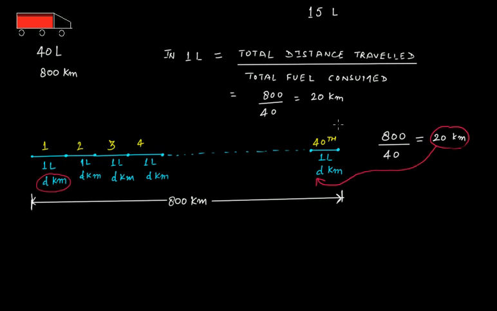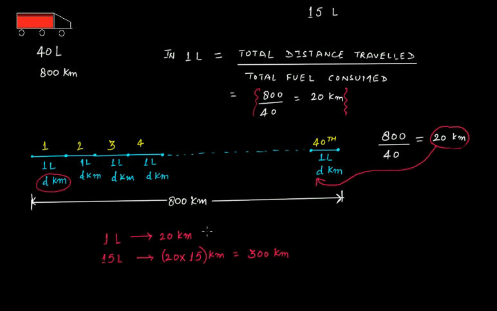So what we have done here is the same thing that I have shown you before. If in 1 liter we travel 20 kilometers, then what will be the distance traveled using 15 liters of petrol? If in 1 liter you travel 20 kilometers, then in 15 liters you will travel 20 times 15 kilometers, and that will be equal to 300 kilometers.